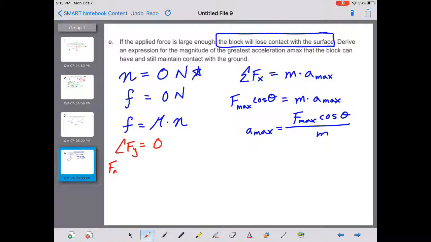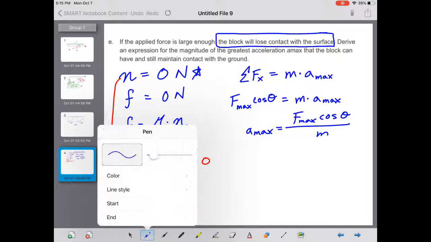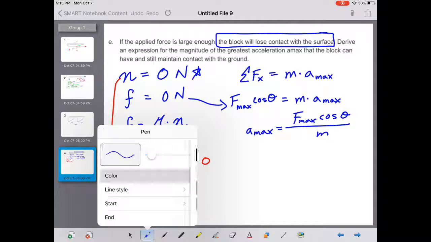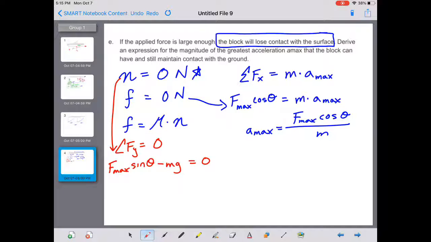So when I sum together these forces, I have F max sine of theta minus mg is equal to 0. Notice that there's no normal force here because we said my normal force is 0 at this moment. And notice that there was no frictional force in my x world equation because the normal force is 0. So that's an important thing to recognize here. So I want to get an expression for F max. So what I end up getting is that F max is equal to mg divided by the sine of theta.